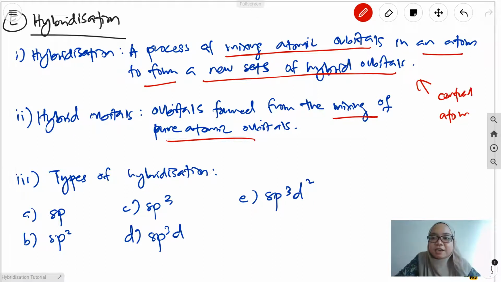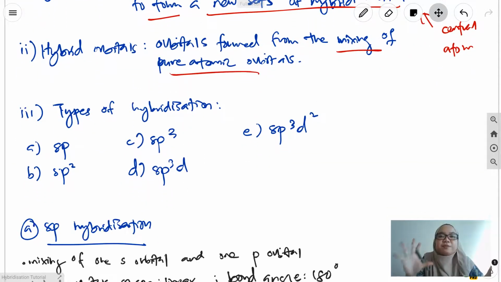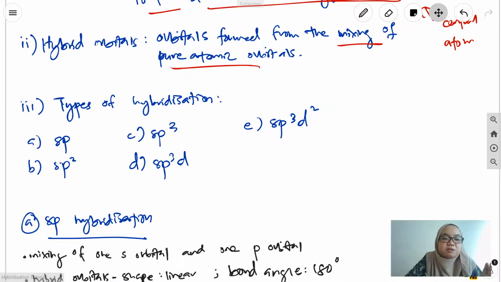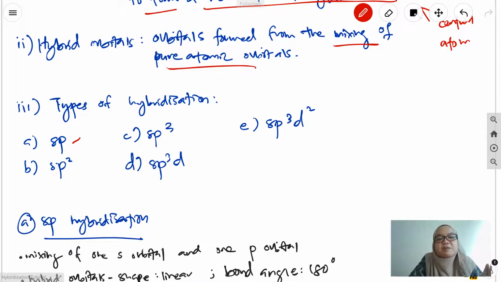Okay, so there are 5 types of hybridization that we are going to learn in this chapter. The first one is sp hybridization. The second one is sp2 hybridization. The next ones are sp3 hybridization, sp3d hybridization, and sp3d2 hybridization. And we are going to look at all of these one by one. Okay, we are not going to miss any. All right.